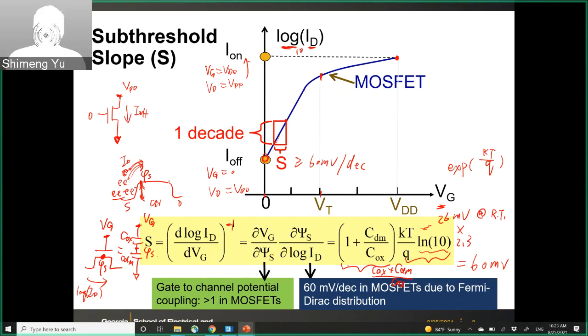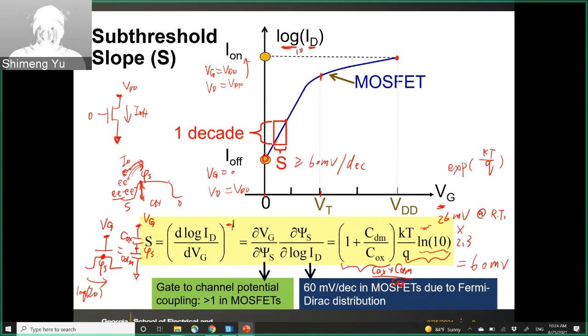So any questions here? I know it's a little bit complicated. And this S is important. Why is that? Let's give an example. If you want the transistor to be really off, then typically you want the on-off ratio to be more than 10 to the power 5. So if the on current is about 10 microamps, then you want the off current to be 100 nanoamps or below. So you need to have that on-off ratio.